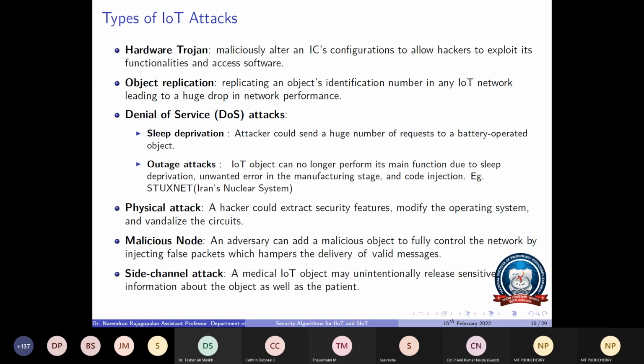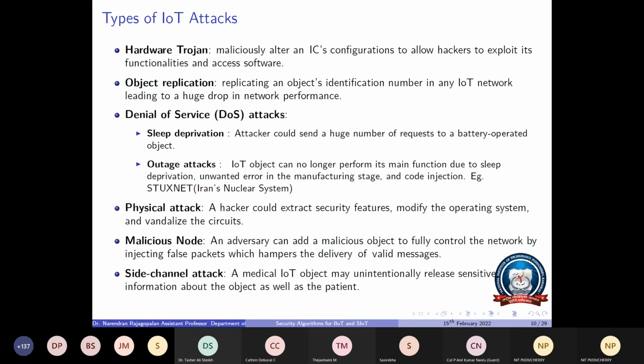Those were generic attacks. Now coming on to IoT specific issues. IoT is not only vulnerable to software attacks, there are also hardware trojans based upon the IC configuration. Hackers can exploit the functionality and try accessing the software.